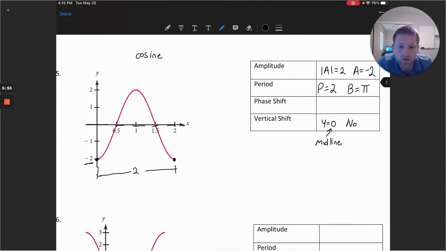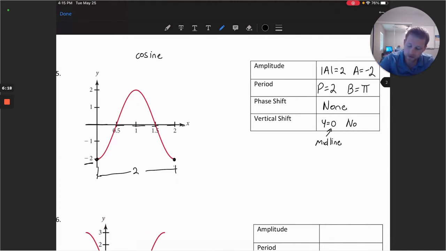So again, you can take a look at that last example again if you'd like to see why that is true, but a period of 2 will give us a b value of pi. And in this case, there will be no vertical shift, because we're starting at x equals 0 for this.